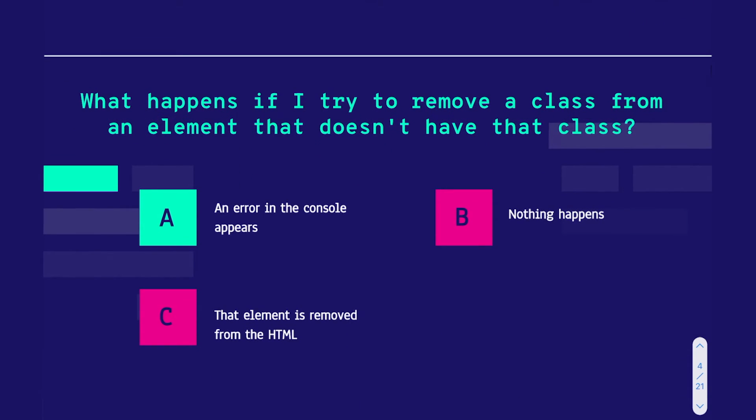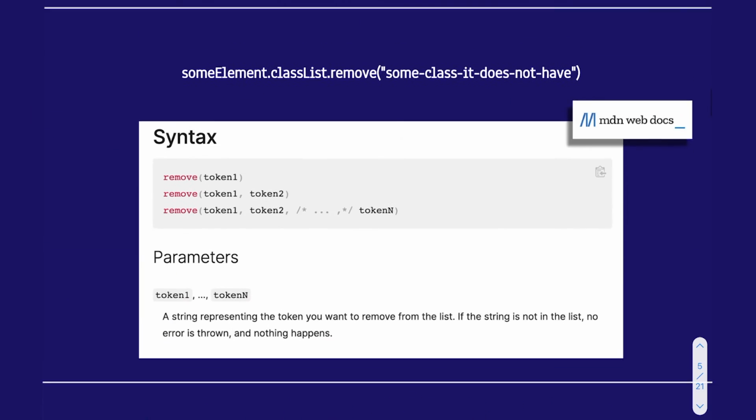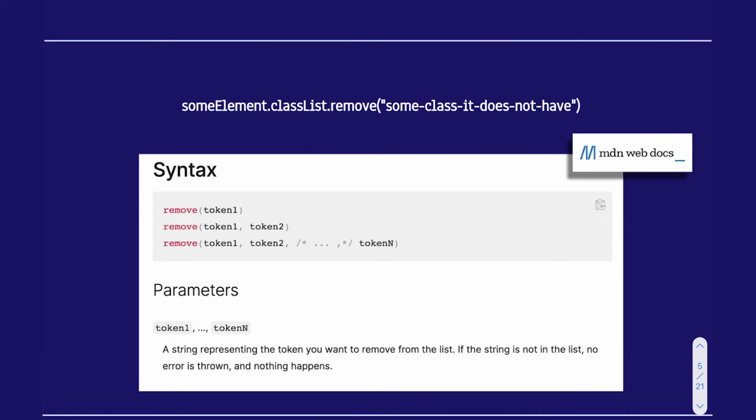All right, next question. What happens if I try to remove a class from an element that doesn't have that class? A, an error in the console appears. B, nothing happens. Or C, that element is removed from the HTML. The answer is B. Yeah, so this might be a little bit surprising, but if you go to the MDN web docs, which is a really good resource for web development, and you go to the wiki page for remove, you can see it's got the syntax, parameters, and a little description at the bottom. If the string is not in the list, no error is thrown and nothing happens, right?